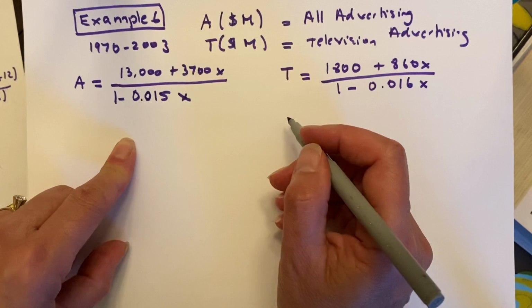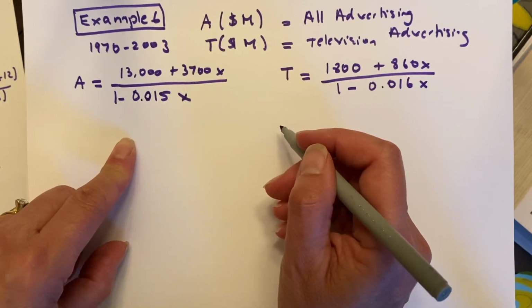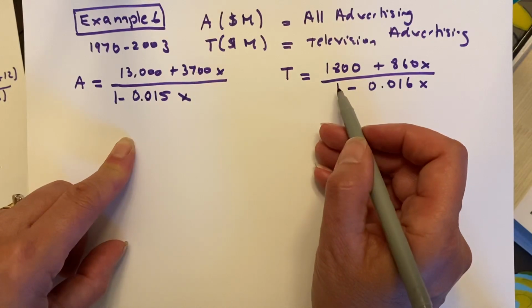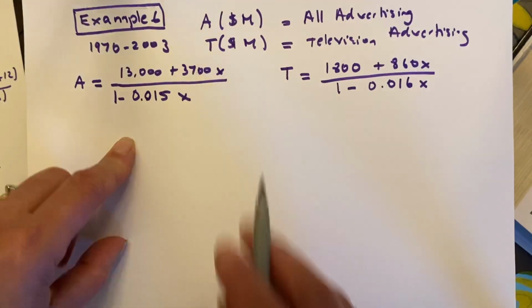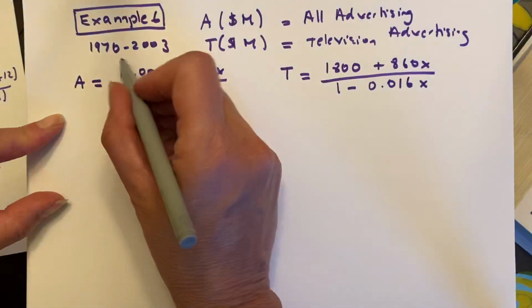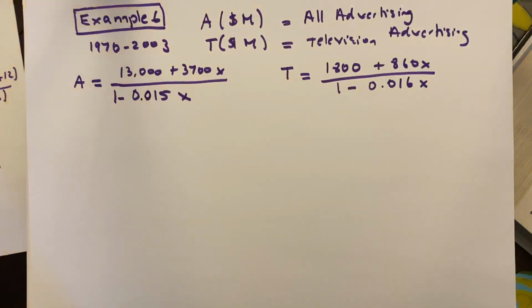And so I hope you understand that there's lots of different advertising, right? There's newspaper, magazine advertising, there's billboards. Television is one subset of that, okay? And these are what the two equations are for. And x is the number of years, right, since 1970, as it often is with these problems.